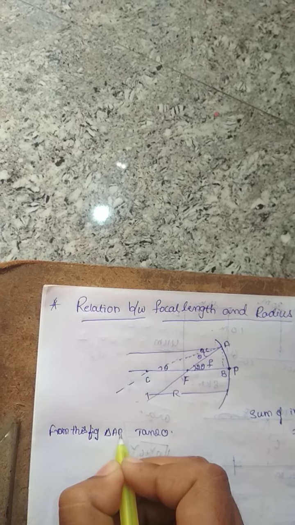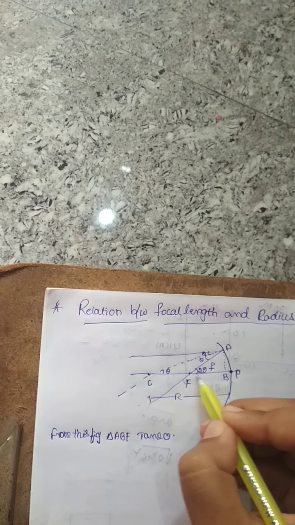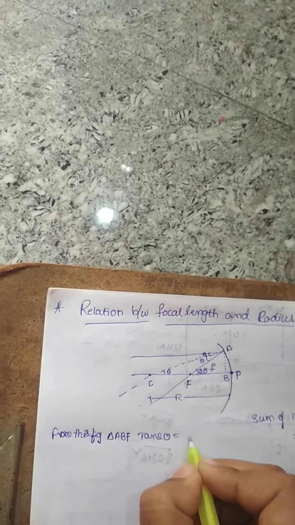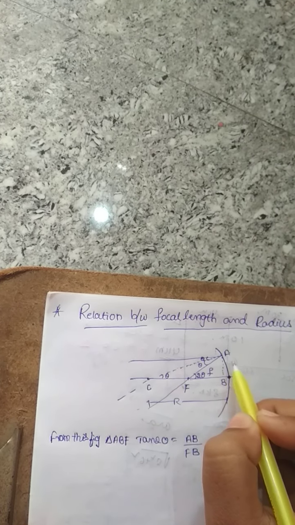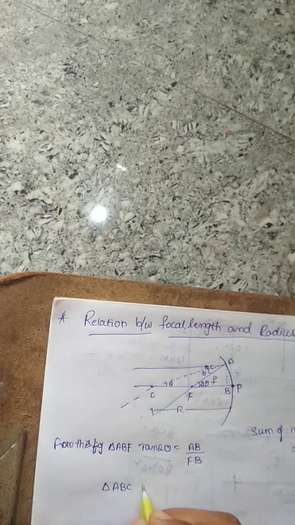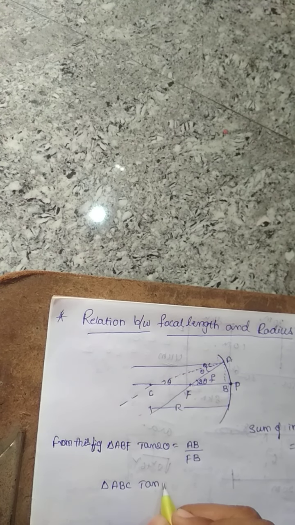Triangle ABF. In triangle ABF, tan 2 theta is equal to AB by FB, because tan theta is equal to opposite side by adjacent side. Here the opposite side is AB and the adjacent side is FB. Next, let us consider the triangle ABC. Here the angle is theta, so tan theta is equal to AB by CB.